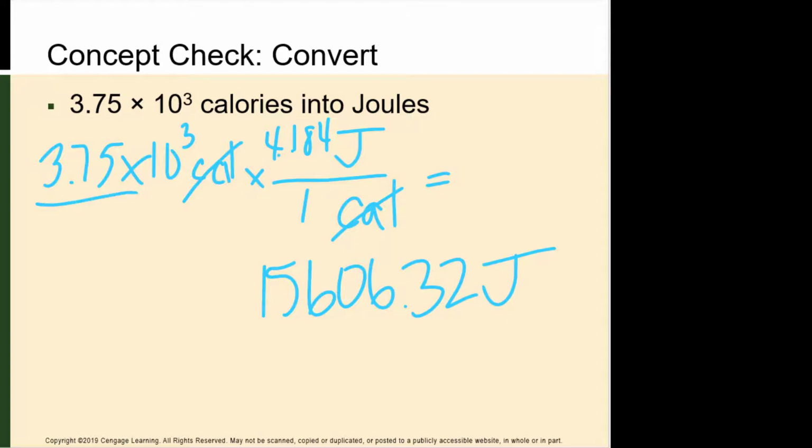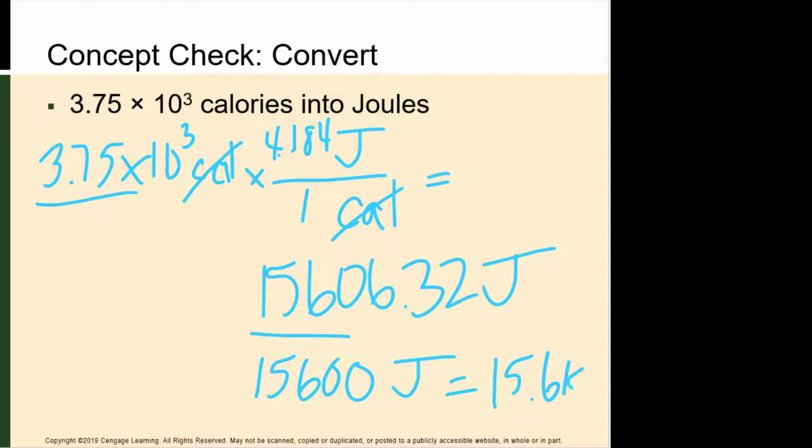Now, I started with 3 significant figures, so I would like to end with 3 significant figures. So we could either leave it as 15,600, make sure you put those placeholder zeros, or we can express this in kilojoules. And remember, there's 1,000 joules in a kilojoule. So we could also say, which is equal to 15.6 kilojoules. So either way works.